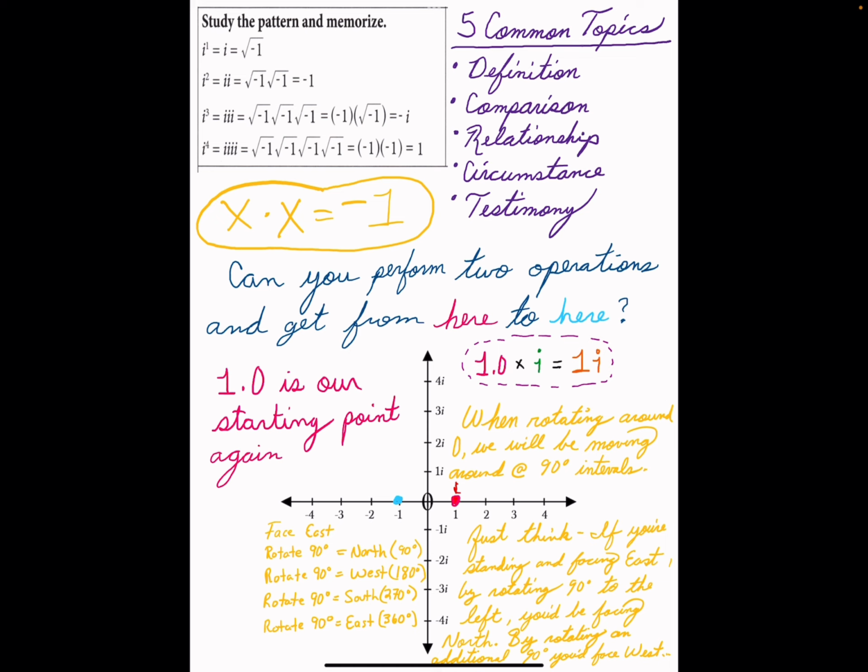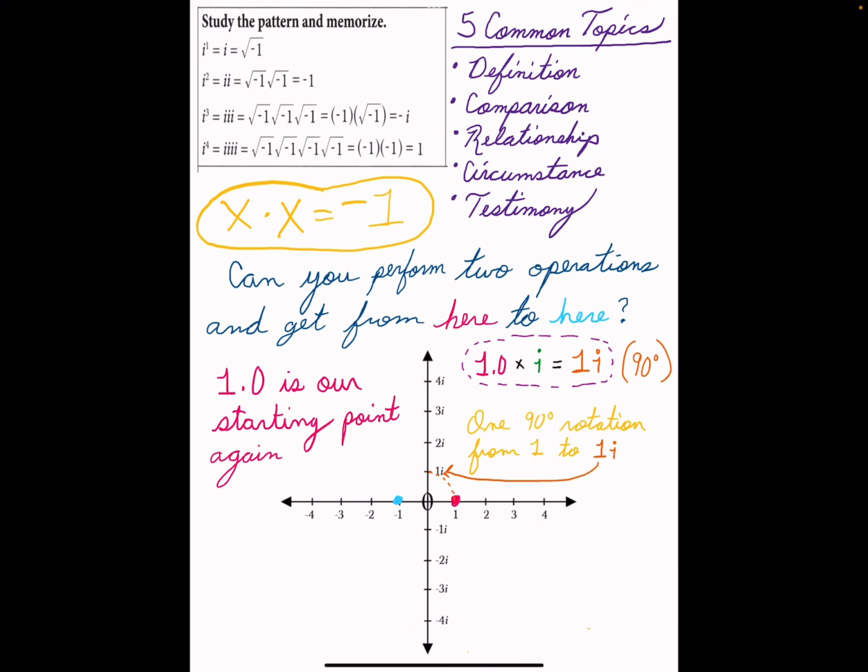We're going to start at 1, and we are going to multiply that 1 times I. 1 times I is 1I. That is a 90-degree turn from the 1 right here over to the 1I right here. So we've made a 90-degree turn, and we get 1I.